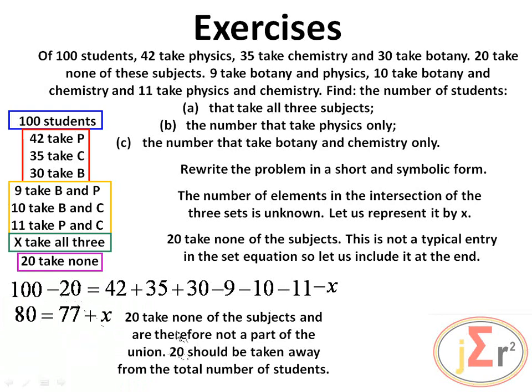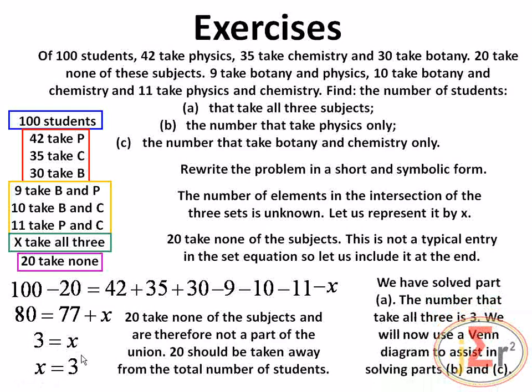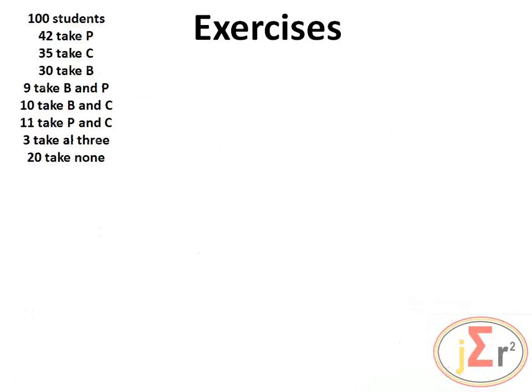So the simplification gives 100 minus 20 is 80, and if we put all of these together we'll get 77. So 3 is equal to x and x is equal to 3. We have solved part A. The number that takes all 3 subjects is 3. We will now use a Venn diagram to assist in solving parts B and C.